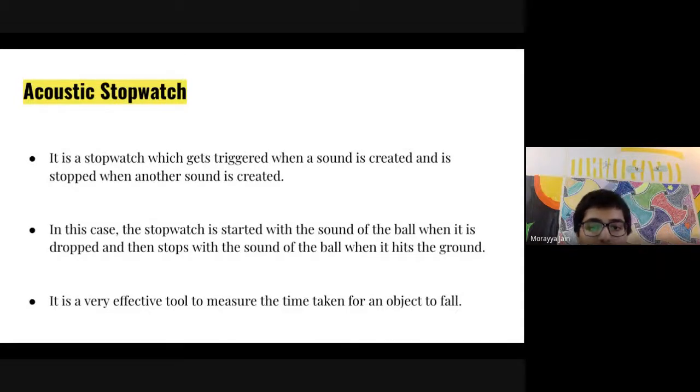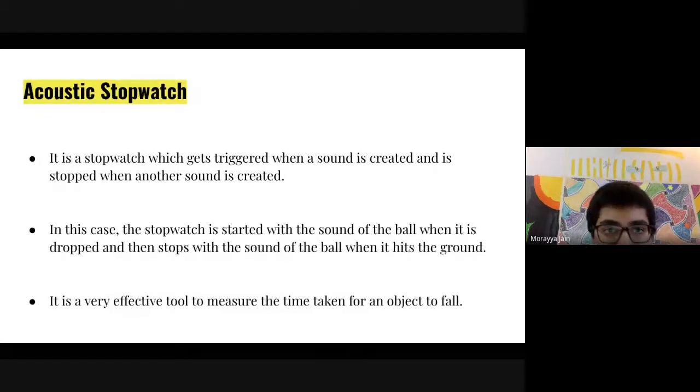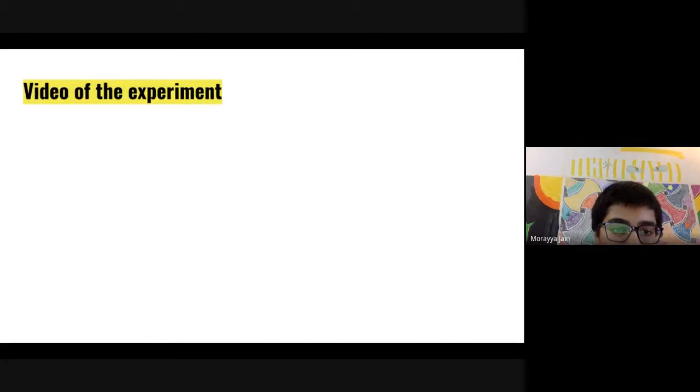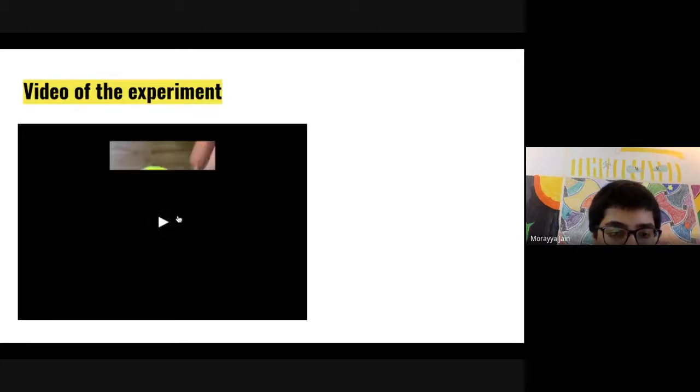An acoustic stopwatch is basically a feature which starts a stopwatch when a sound is created and stops when another sound is created. So in my experiment, the stopwatch is started when I drop the ball, and it is stopped when the ball hits the ground and creates another sound. This is a very good tool to measure the time taken for an object to fall. So this is my experiment.